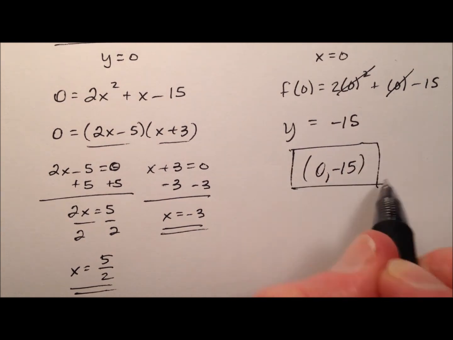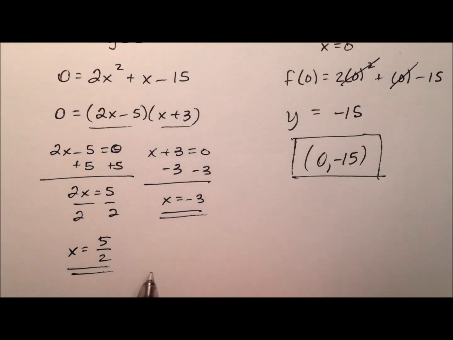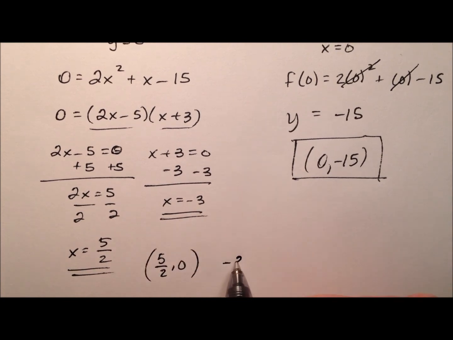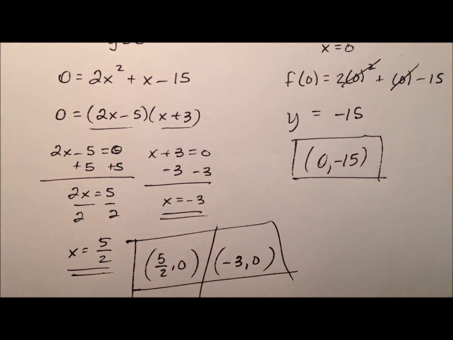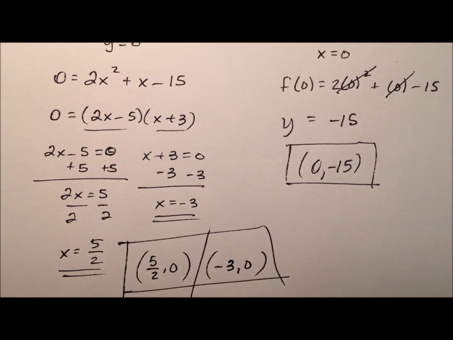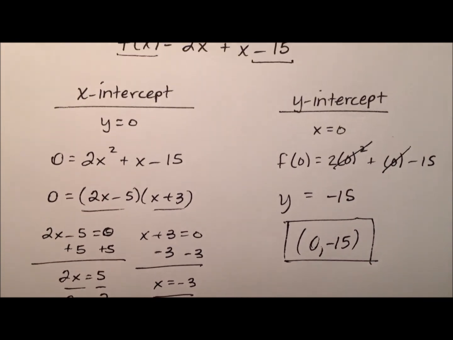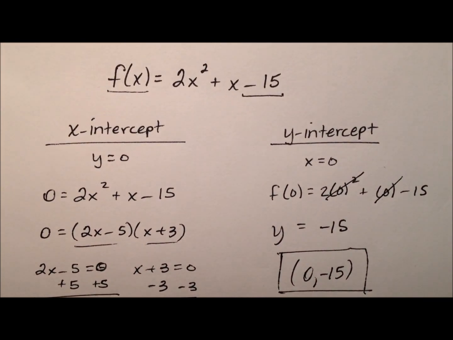That'll be our y-intercept. And then the two x-intercepts will be 5 halves, 0 and negative 3, 0. And so here we have all three of the intercepts for the parabola that's graphed from this function f of x.